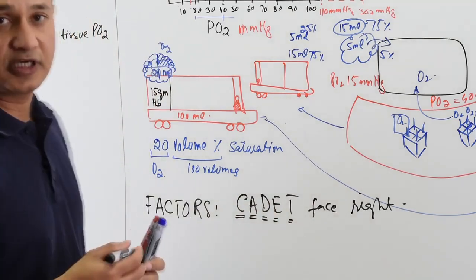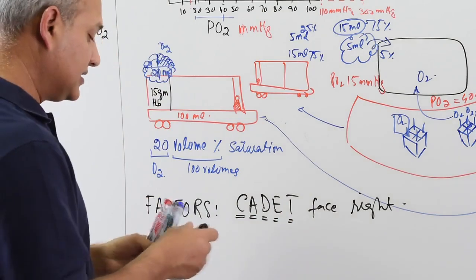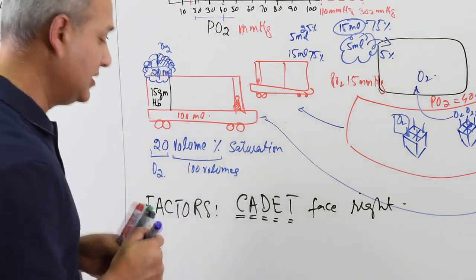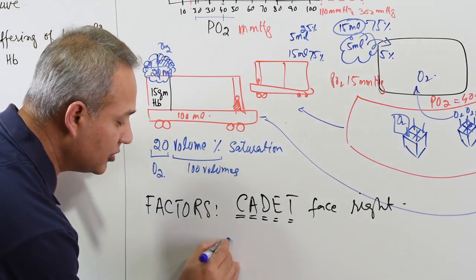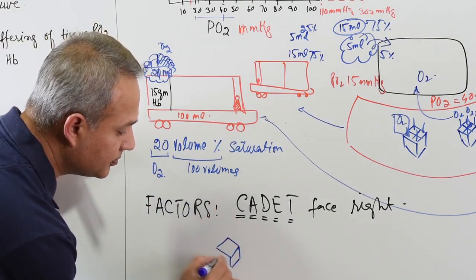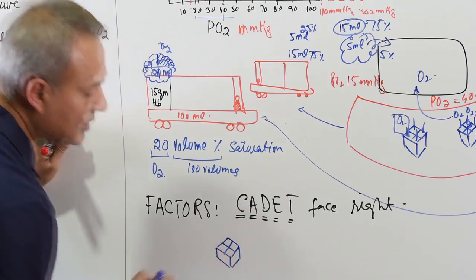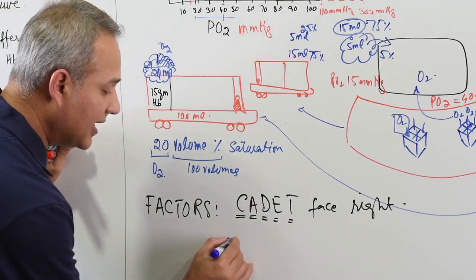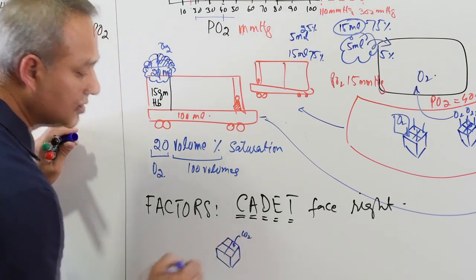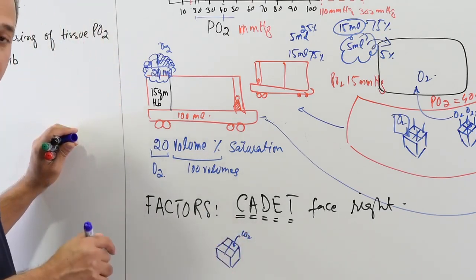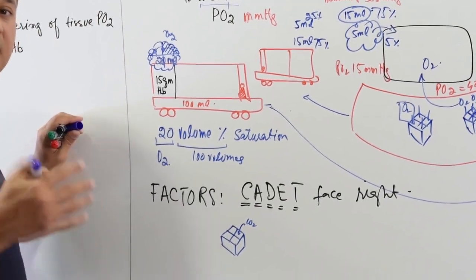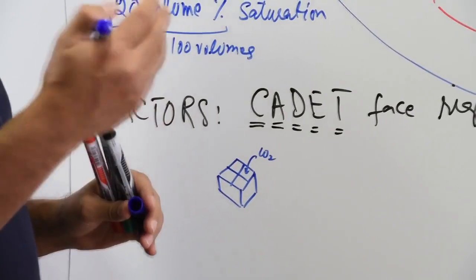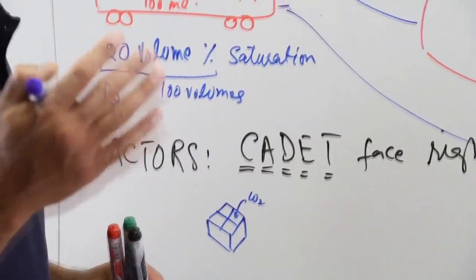First of all, carbon dioxide. Look guys, carbon dioxide causes its effect in two ways. So if this is a hemoglobin molecule, on this hemoglobin molecule, carbon dioxide likes to attach with the hemoglobin and make carbamate compounds. Those compounds would reduce the availability of hemoglobin for associating with oxygen.